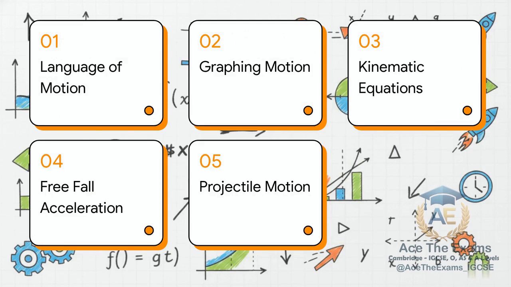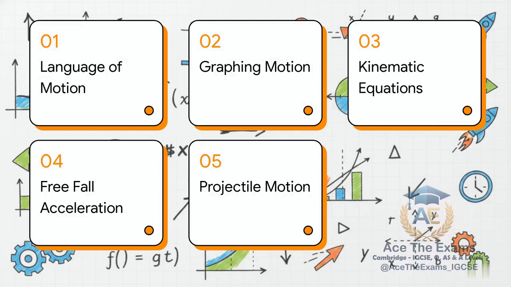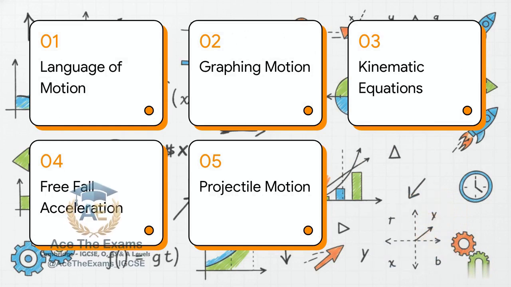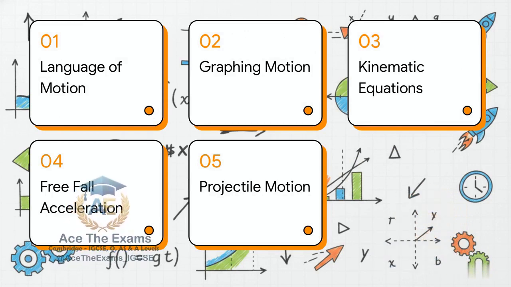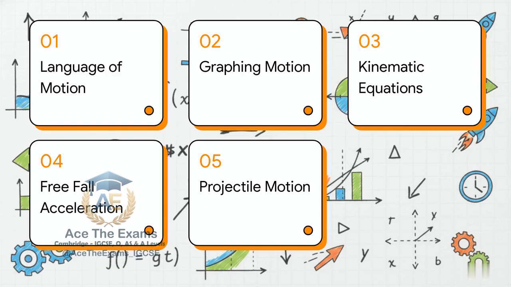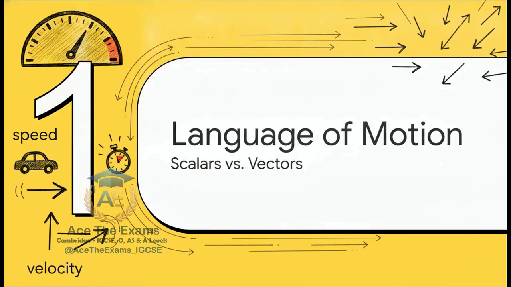So here's our roadmap for this explainer. We'll start with the language of motion, then look at graphing motion, and unpack the kinematic equations. After that, we'll tackle freefall acceleration, and finally, we'll wrap up by mastering projectile motion. Let's jump right into section 1, the language of motion, looking at scalars versus vectors.